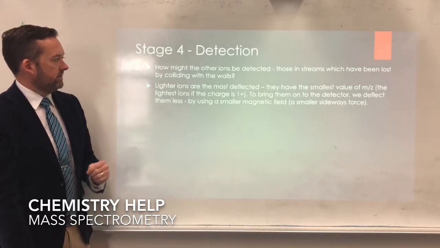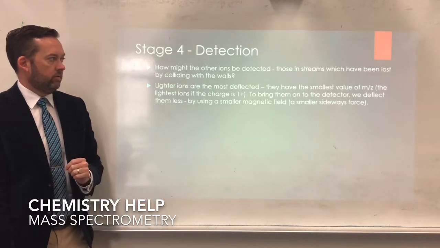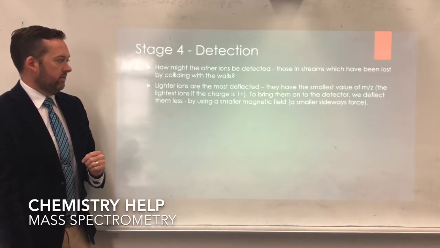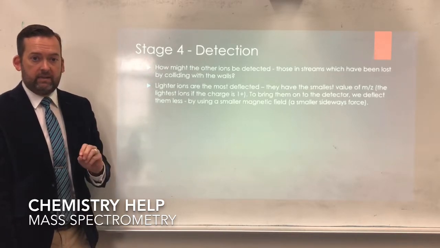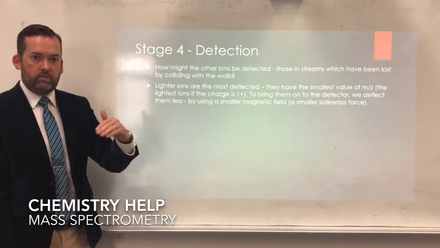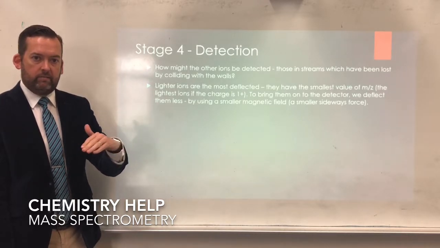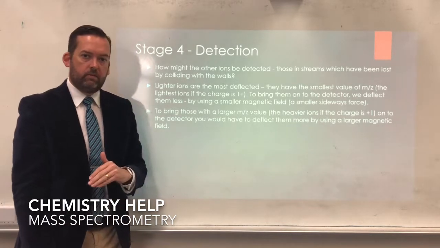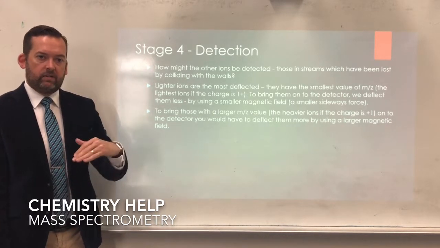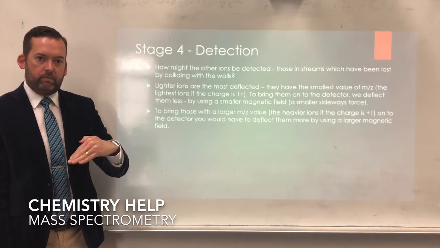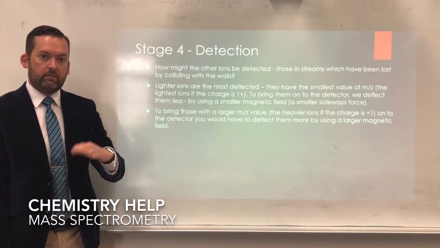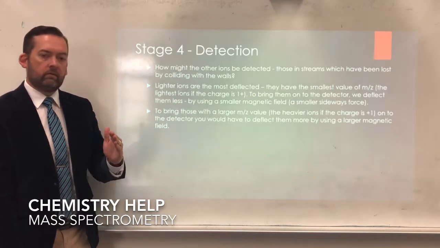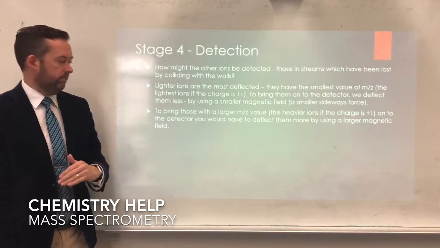All right, so the lighter ions are the most easily deflected. They have the smallest m/z value. So to bring them into the detector, we deflect them by less. So we turn the magnet down, which moves the beams, and moves the lighter beam into the detector. For the heavier elements or molecules with a larger m/z, we dial the magnet up again and we move the beam. So basically we're steering the beams into the detector. So we can actually detect them all by varying the magnetic field.